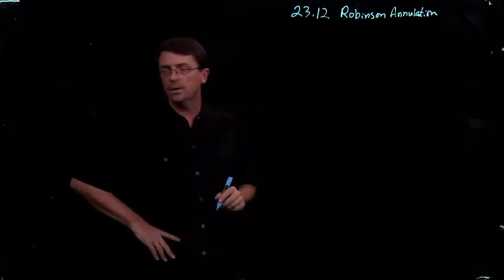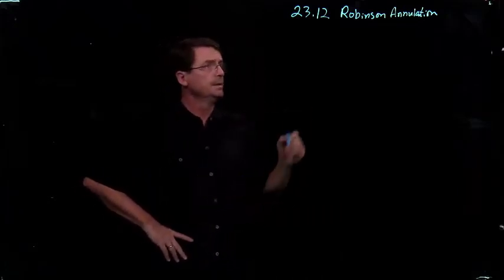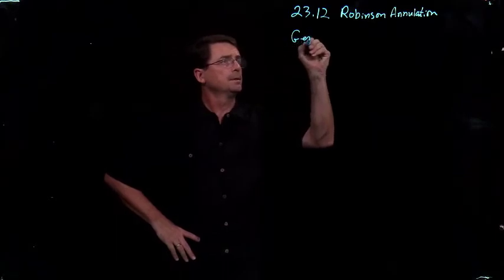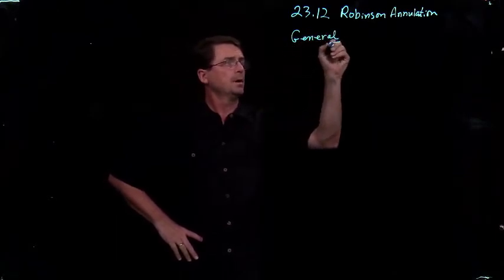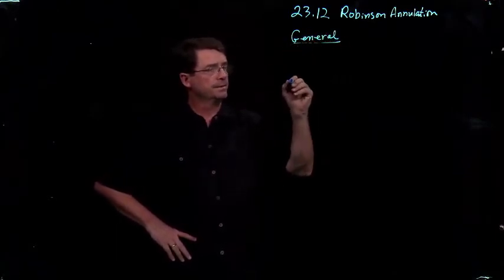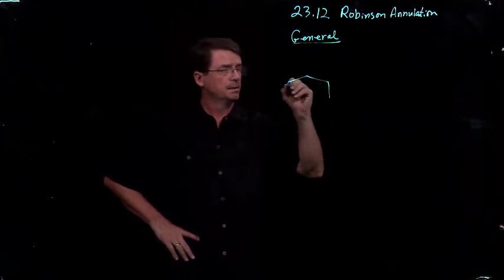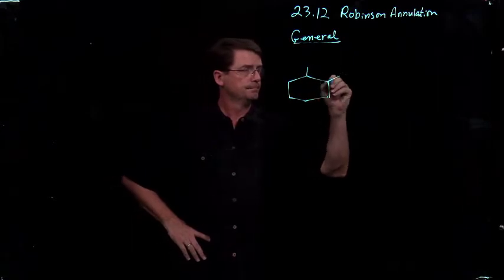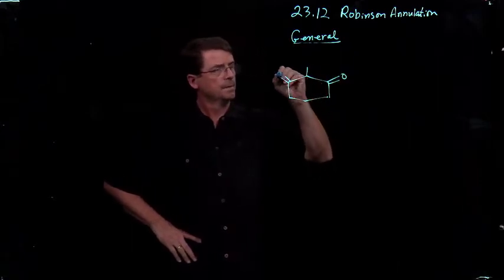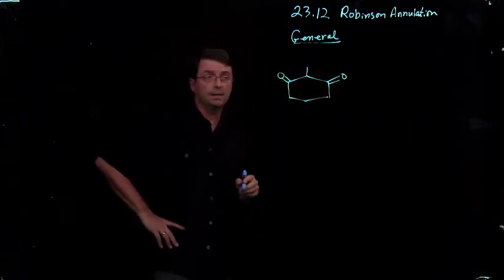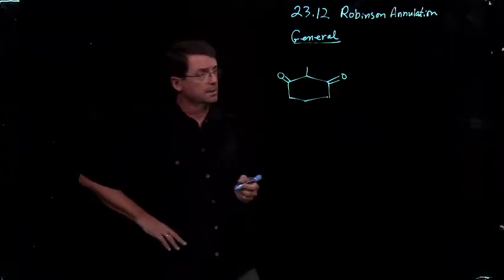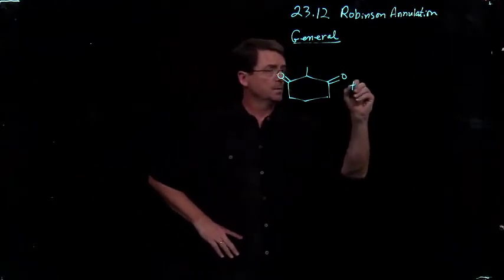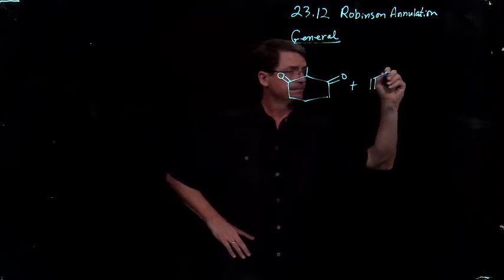Section 23.12, the Robinson annulation. In general terms, the Robinson annulation is the reaction of a stabilized enolate, and this is any of our stabilized enolates will work, with a Michael acceptor.